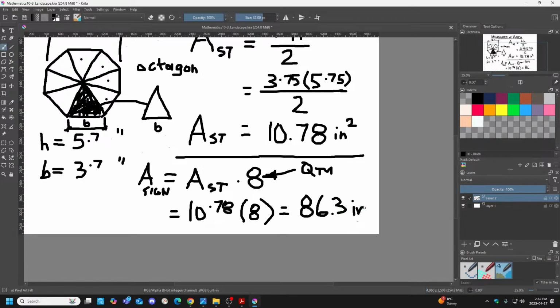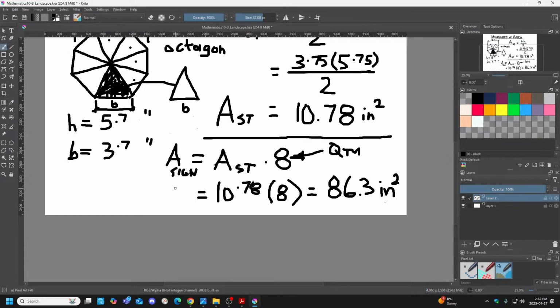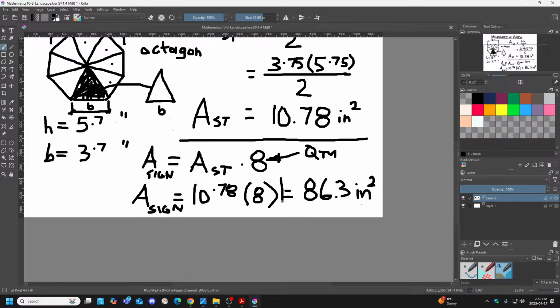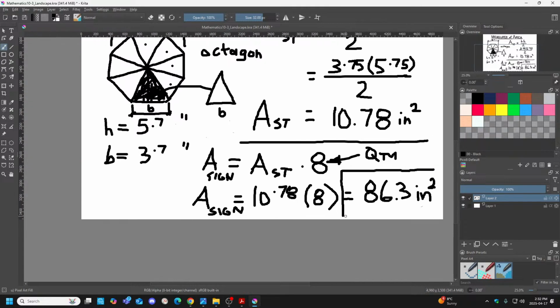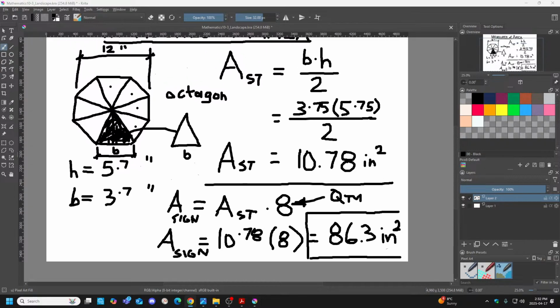Now I have room for my inches squared. Okay, and area sign. Wow, I could write it again. Is equal to this. All right, awesome.